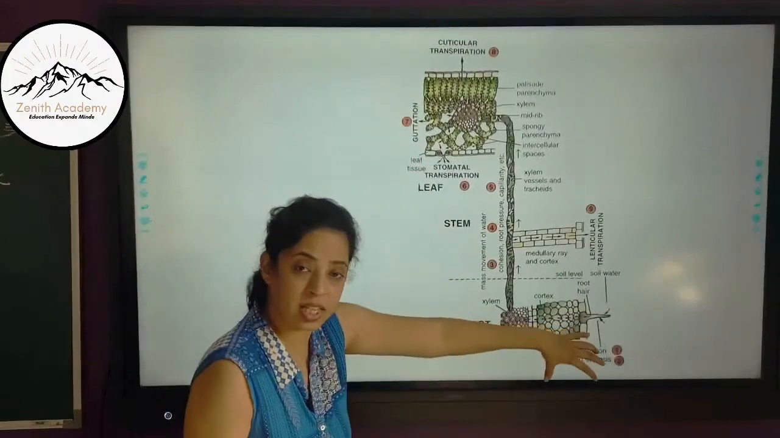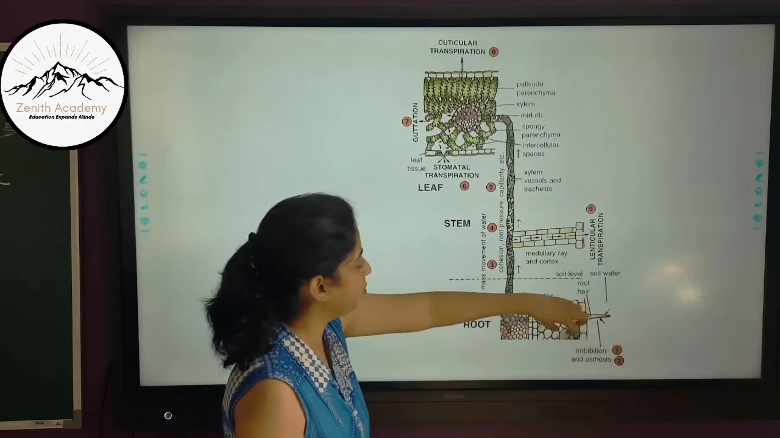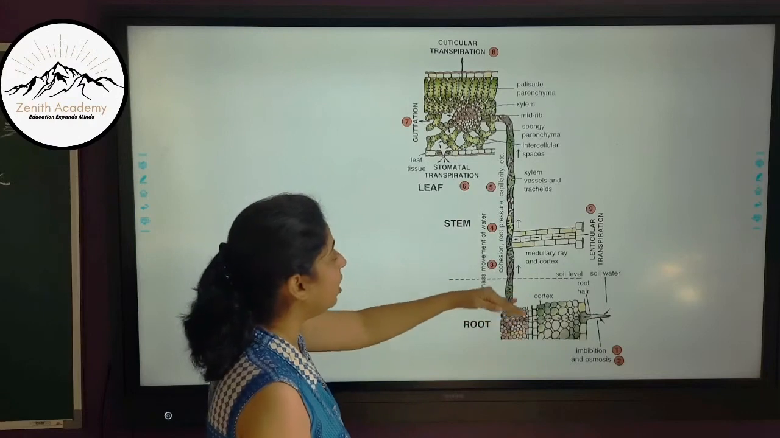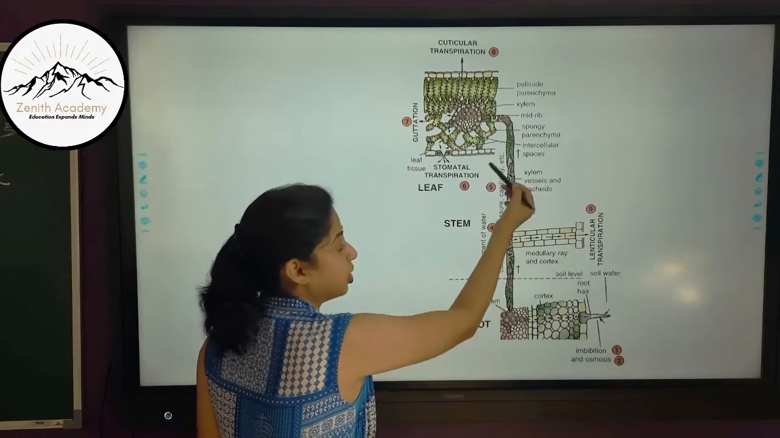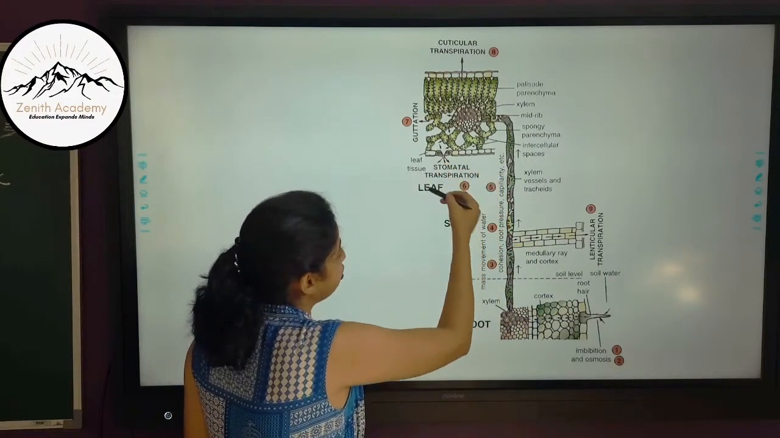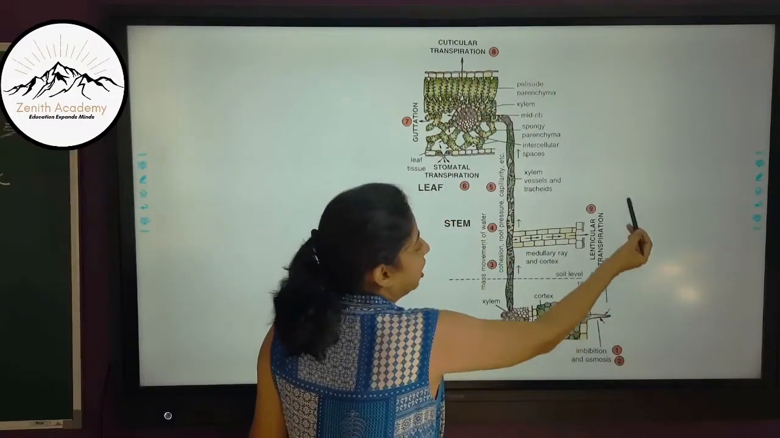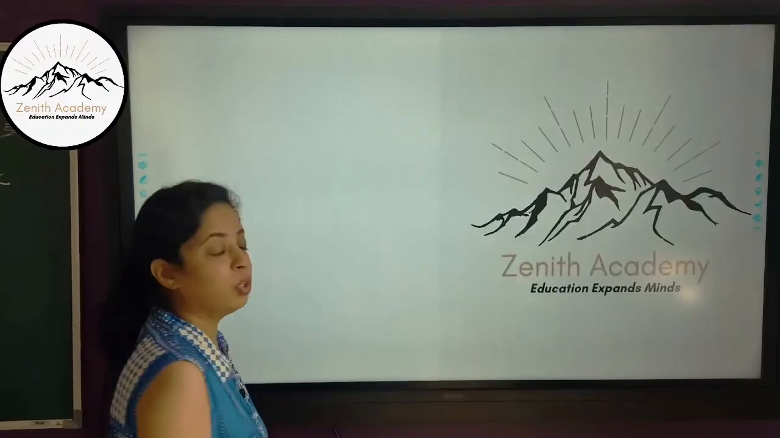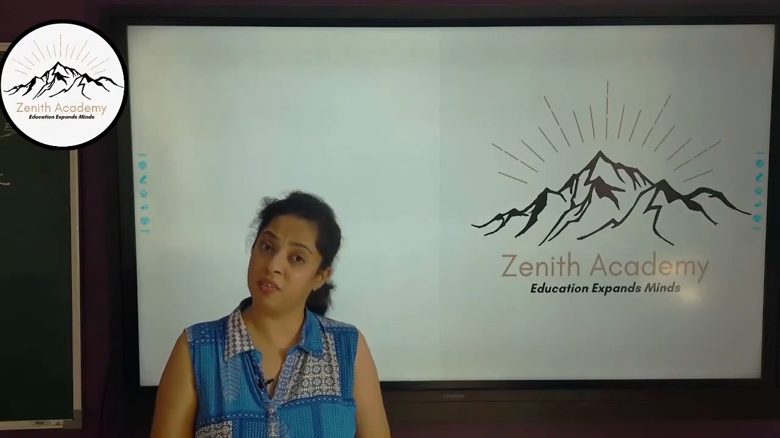So the water is absorbed from the root. Root hair absorbs water by two processes, imbibition and osmosis. Then it travels up the stem through the processes of cohesion, root pressure and capillary action. Then the water is lost to the atmosphere through stomatal transpiration, guttation, cuticular transpiration and even lenticular transpiration. So we have summed up the whole of transpiration for you. I hope you understood the whole chapter very well.